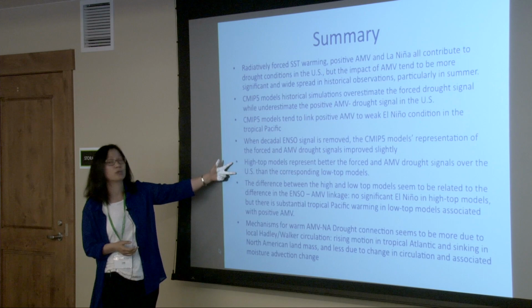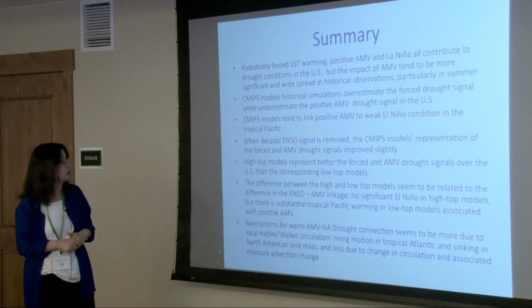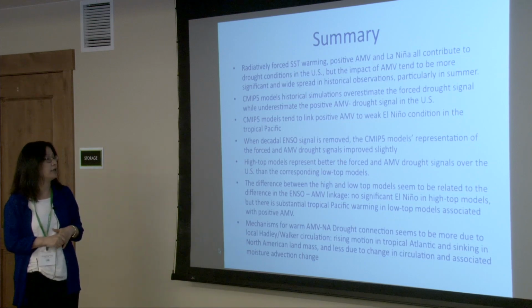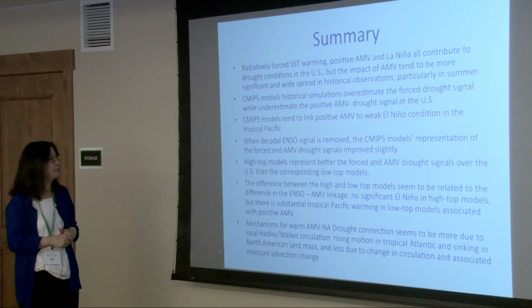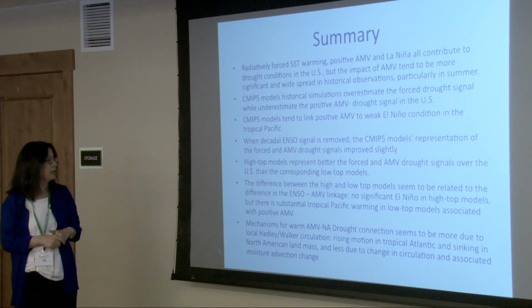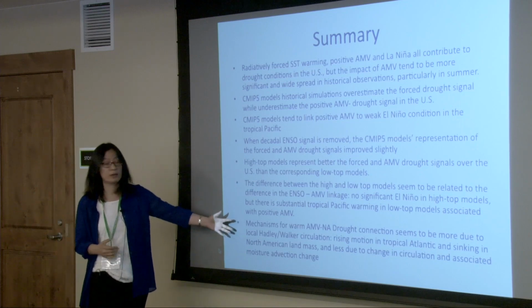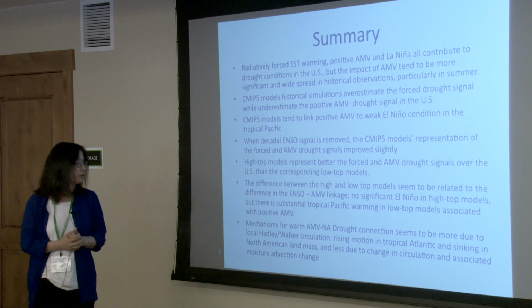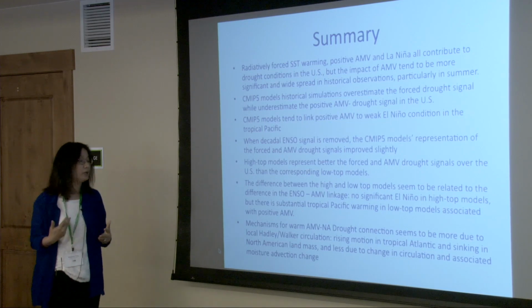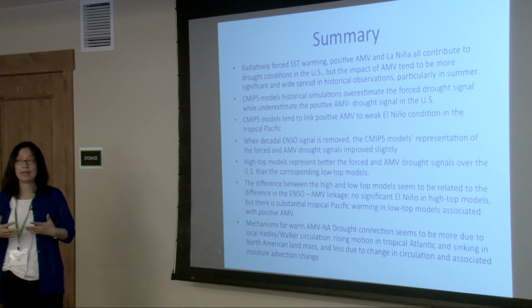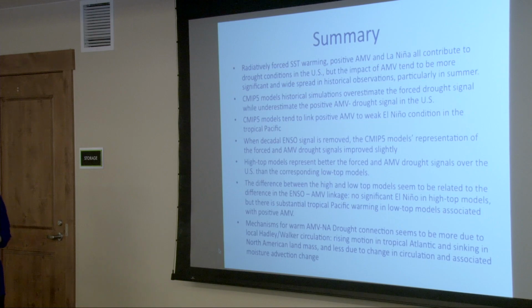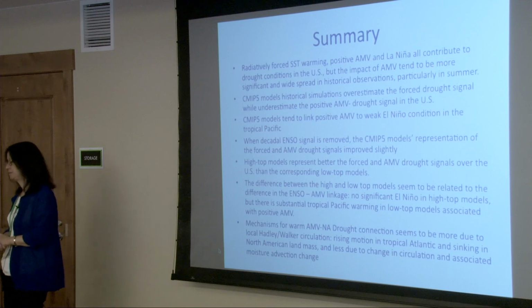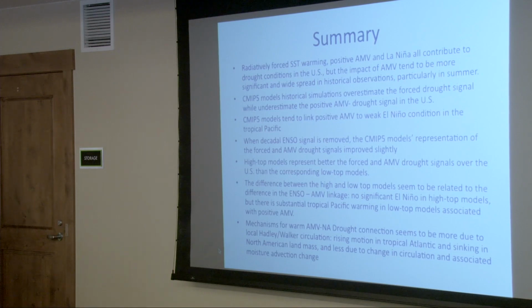And we find high top models represent much better the relationship in the observation. The difference between the high and low is mainly because the ENSO-AMV linkage is not as much in the high top, whereas it's very strong in the low top models. And in terms of mechanism, this analysis is very preliminary. We think the warm AMV and North American drought connection seems to be made more due to the local Hadley circulation, the overturning circulation. The enhanced tropical convection suppresses the land convection in the US. So I'll stop here. Thanks.